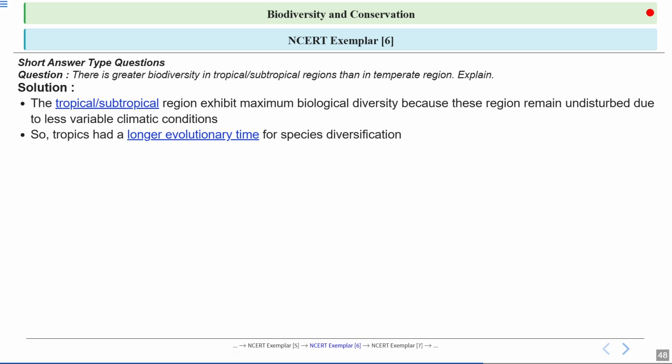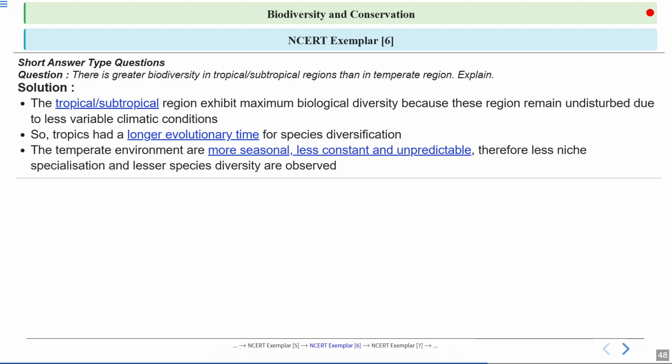These tropical areas have a stable climate, and there are not many changes going on there. So a particular species gets more time to evolve. There was niche specialization there because the climate was stable. Whereas the temperate environments are more seasonal, so they keep on changing. They are less constant and unpredictable. Therefore, less niche specialization occurred there, and lesser species diversity is observed.